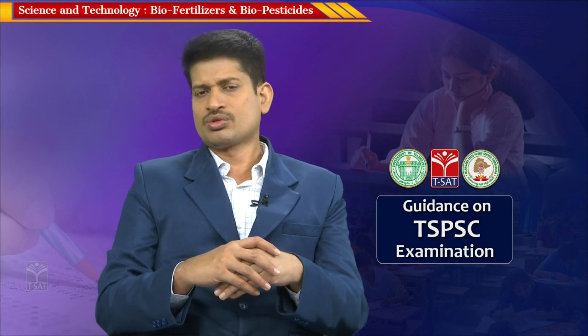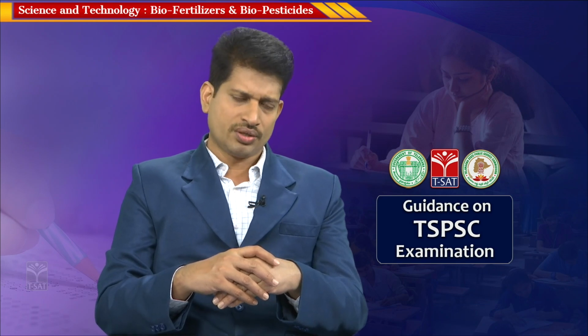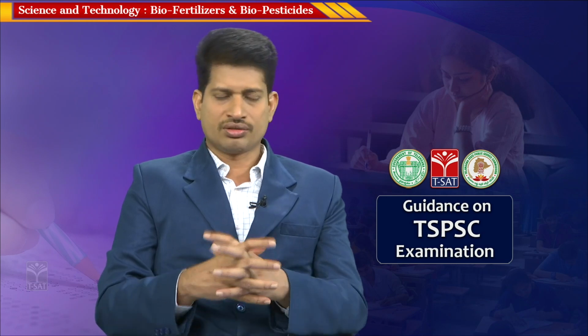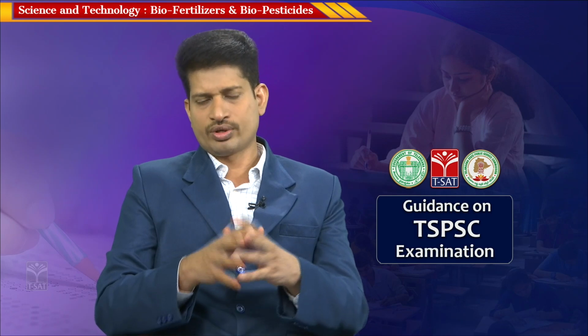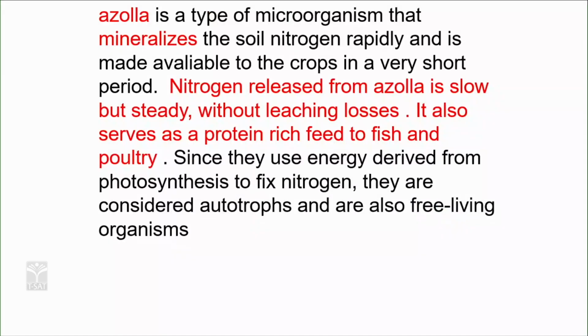So, in this way, bacteria and microorganisms play a very major role to make the essential micro and macronutrients available in the soil by mineralizing, meaning breaking the larger compounds into smaller elements where the plants can assimilate. Nitrogen released from azolla is also slow but steady.